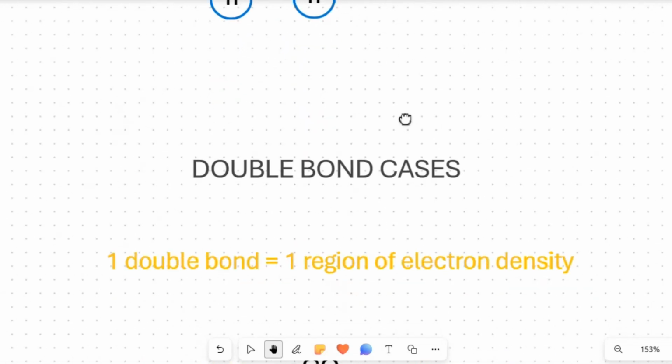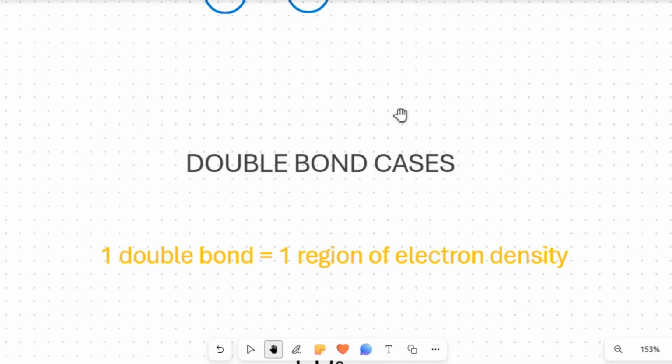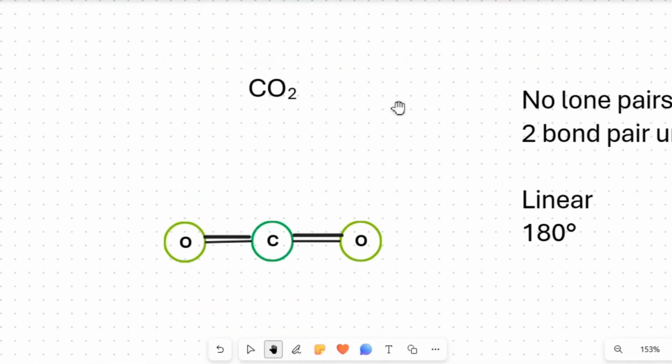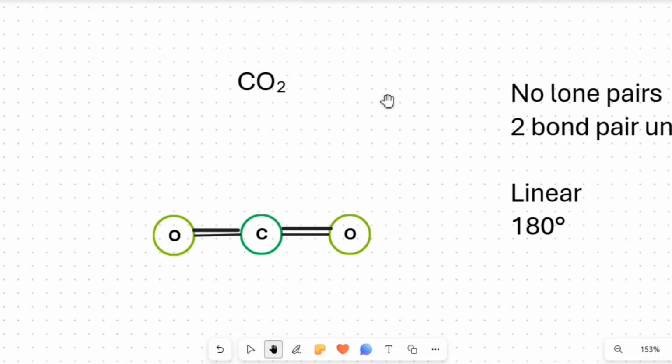Now we have double bond cases. Each double bond can be considered as one region of electron density. Looking at carbon dioxide, each double bond can be counted as one region of electron density, and so there are two regions of electron density. When they arrange themselves with maximum separation from each other, they have a bond angle of 180 degrees, which is also linear.